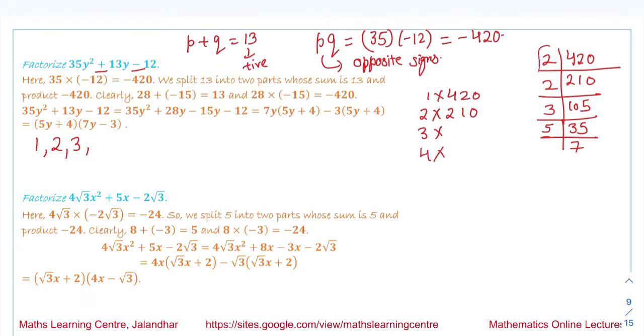4 is also a factor. Then 5 is also a factor, 6 is also a factor, 7 is also a factor. Then 8 is not a factor because you cannot make 8 with these terms. Then 9 we cannot make, 10 we can make, so 10 is also a factor. Next 11 is not a factor, 12 is a factor. Then 13 is not a factor, 14 is not a factor, and 15 is a factor.